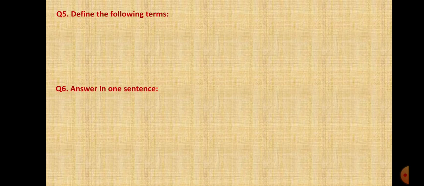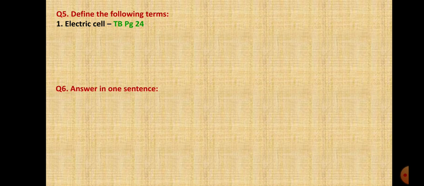Fifth question is define the following terms. And the very first one is electric cell. Students, I hope you are ready with your textbook also. So in your textbook, open page number 24. And page number 24, on top of the page, there is a red heading, electric cell. Did you get it? Electric cell. So you will write, a source is required to produce a uniform flow of charges in a circuit.